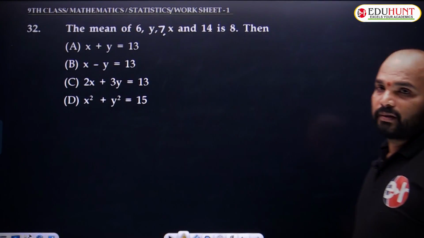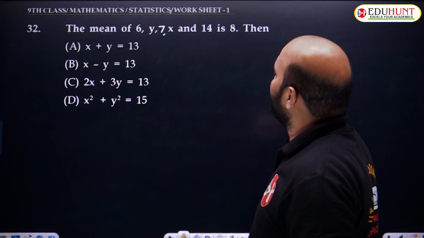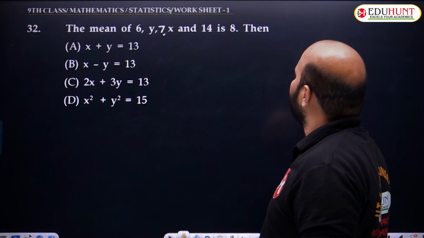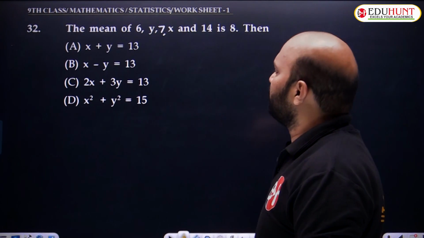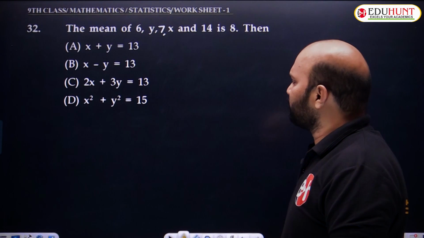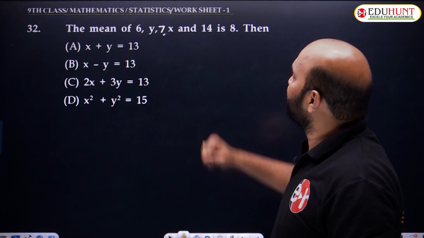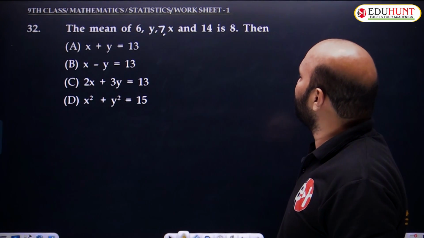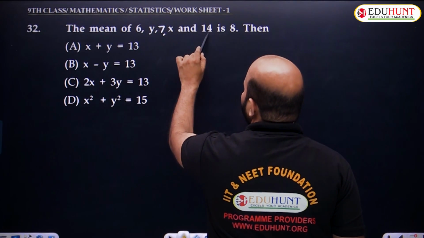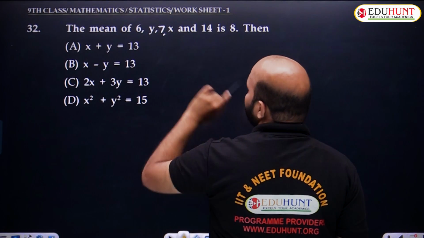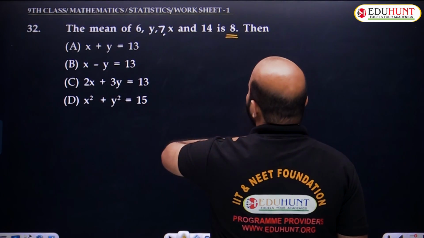Let's go to question number 32. The mean of 6, y, 7, x, 14 is 8. Then option A, x plus y equals 13; option B, x minus y equals 13; option C, 2x plus 3y equals 13; option D, x square plus y square equals 15. How many observations are given? 1, 2, 3, 4, 5. Including 14, a total of 5 observations, and the mean value, that is the average, is 8.